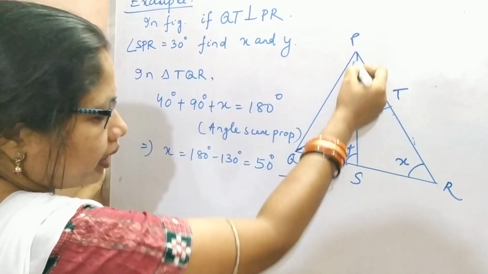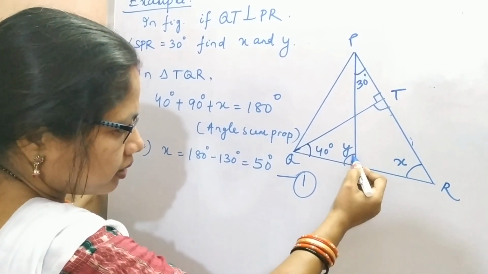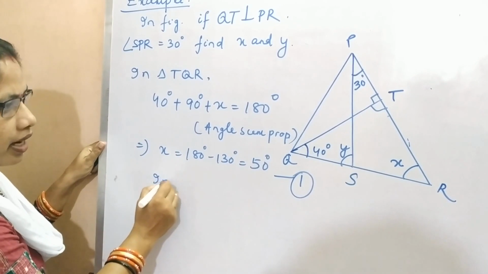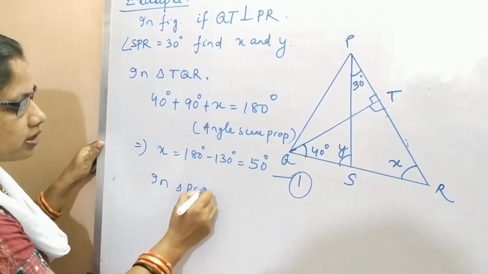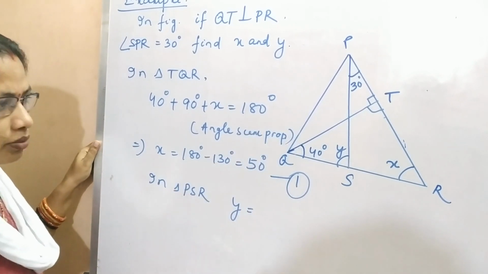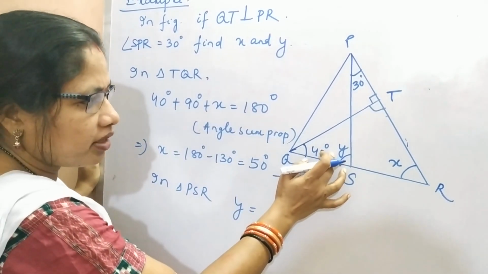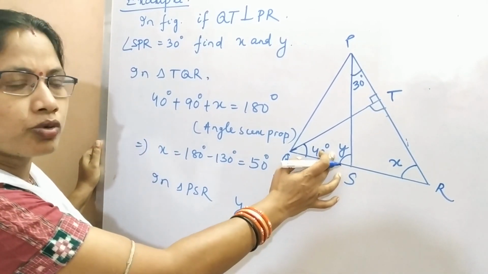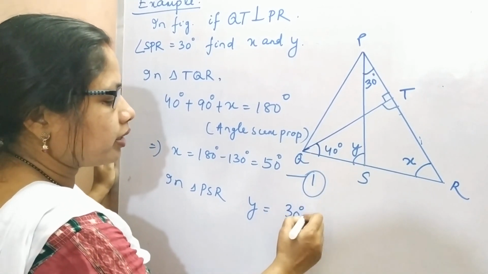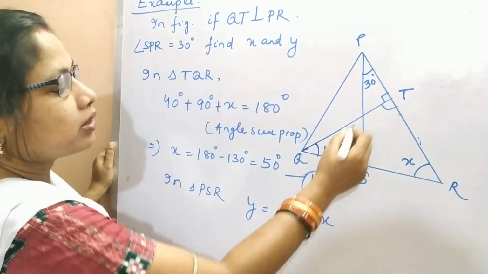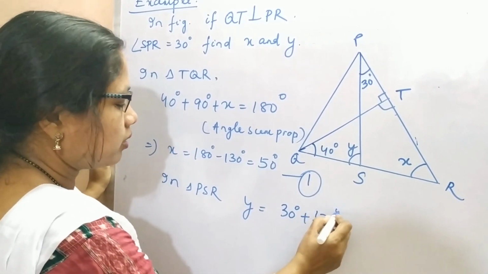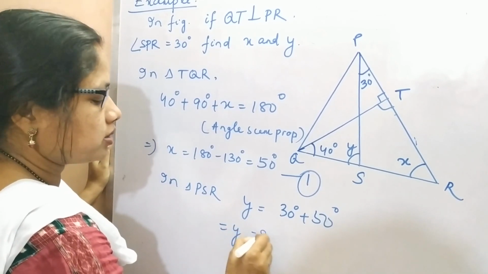So in the triangle PSR, this Y is the exterior angle. So in triangle PSR, Y is equal to, in our previous theorem, we proved the exterior angle is equal to the sum of two interior opposite angles. So here Y is equal to 30 degrees plus X. So we got X is equal to 50 degrees. So this implies Y is equal to 80 degrees.